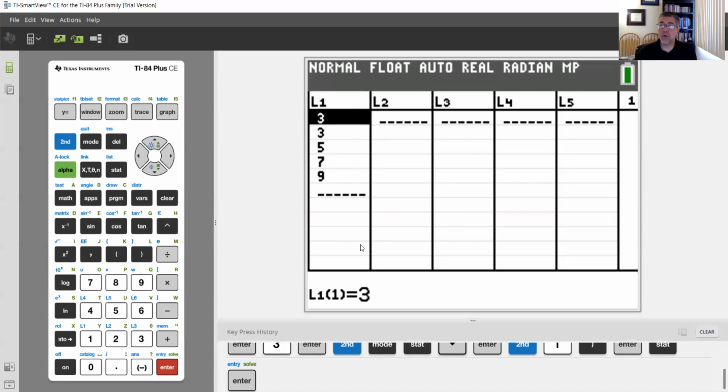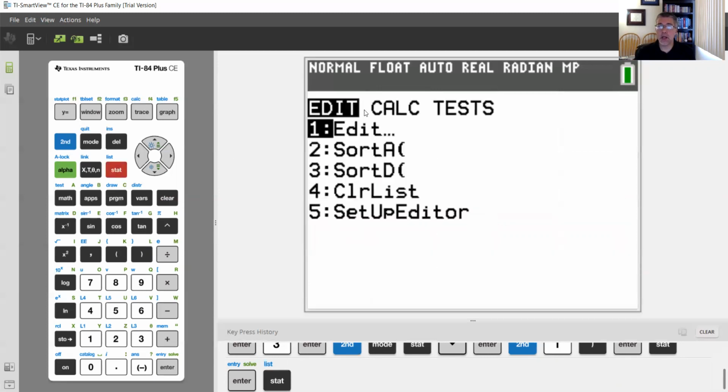Now, sometimes we would like to do some calculations with this. We may want to find the mean, the median, the mode, the range on certain values here in statistics. So the calculator will actually help us calculate that for us. So how do we do that? Well, we go back to the stats key. We hit stats, and we're going to hit calc. We want to calculate some statistics.